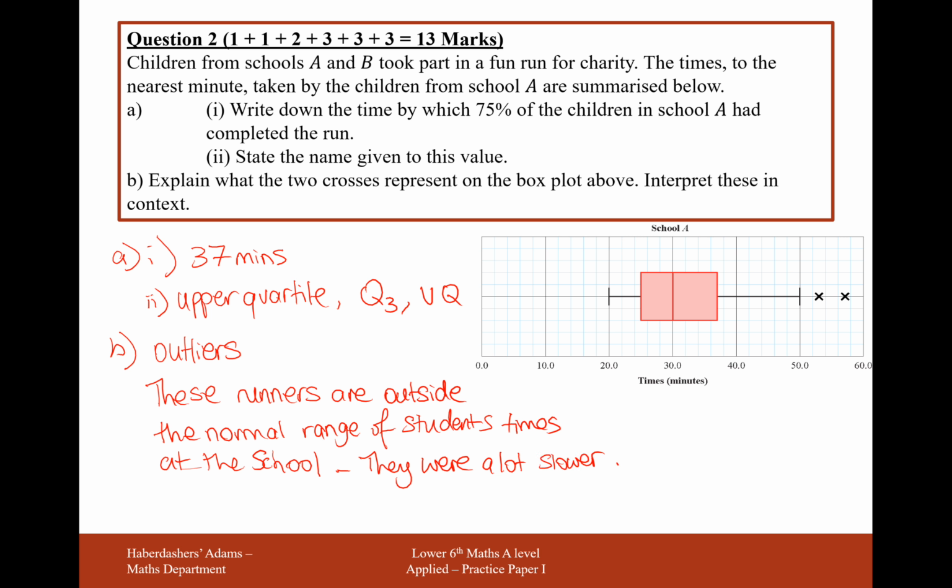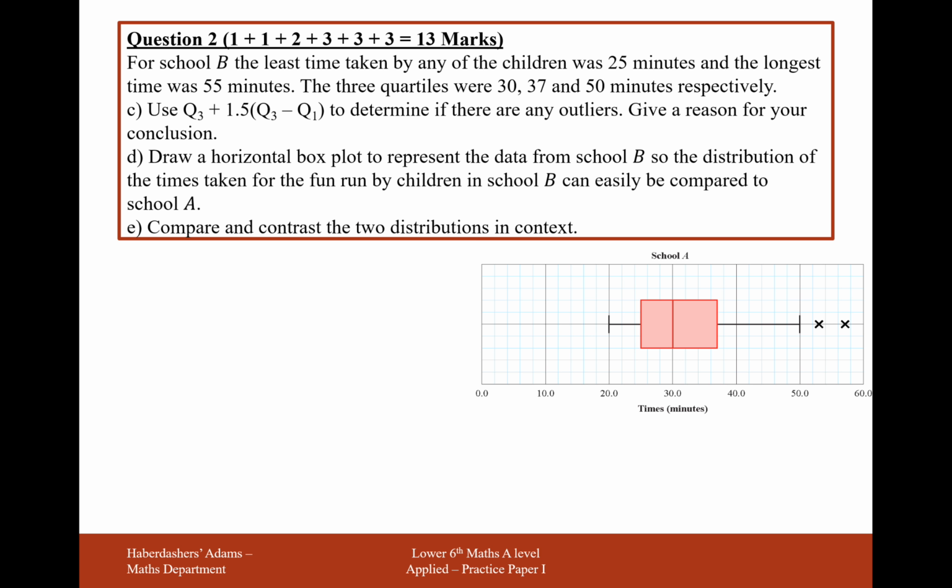Okay, moving on to part C now. So for school B, the least time taken was 25 minutes, the longest time was 55 minutes. The three quartiles were 30, 37 and 50. Use Q3 plus 1.5 lots of Q3 minus Q1 to determine if there were any outliers. Give a reason for your answer.